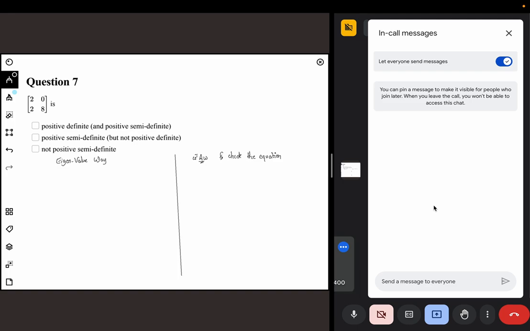Hi. Hi, good evening. Yeah, so I'm just discussing some problems. So this is about positive semi-definiteness. So are you all aware of how to calculate whether a particular matrix is positive definite or not?